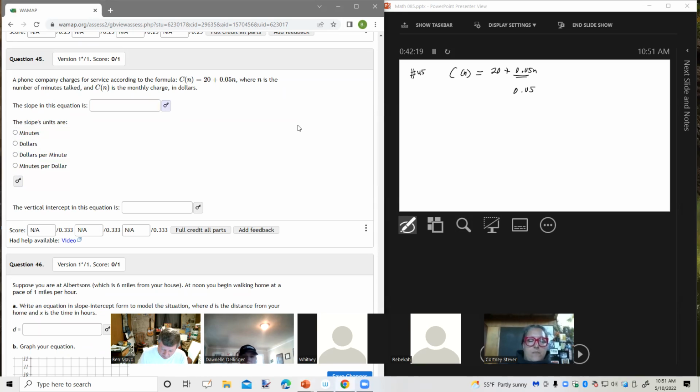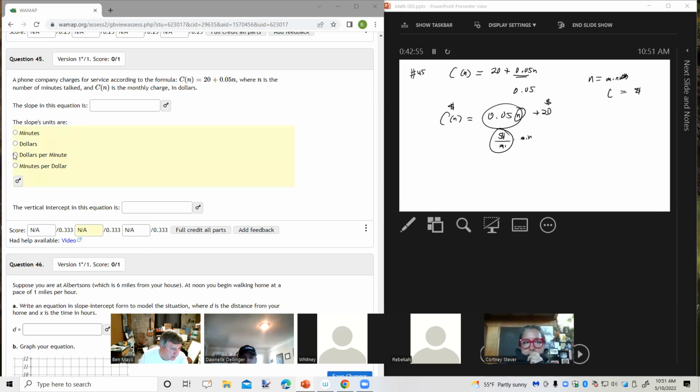The slope's units are, okay, so here we go again. I'm going to write it in slope-intercept form. So N equals minutes and C equals cost, so dollars. So this is money. This has got to be money. This is going to be money per minute times minutes. So the slope's units are dollars per minute.